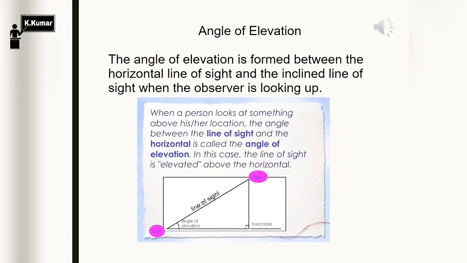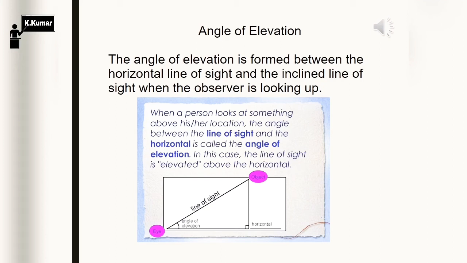Angle of elevation. The angle of elevation is formed between the horizontal line of sight and the inclined line of sight when the observer is looking up. When a person looks at something above his or her location, the angle between the line of sight and the horizontal is called the angle of elevation. In this case, the line of sight is elevated above the horizontal.